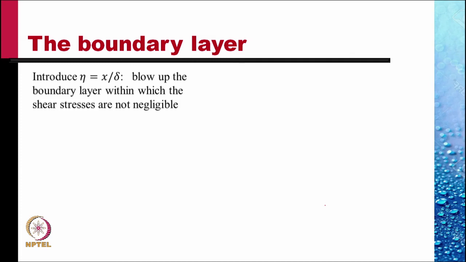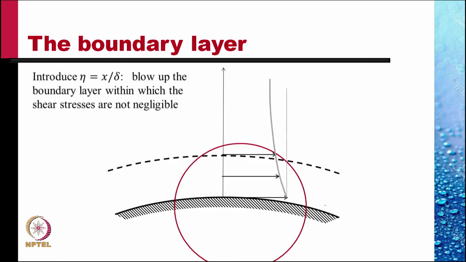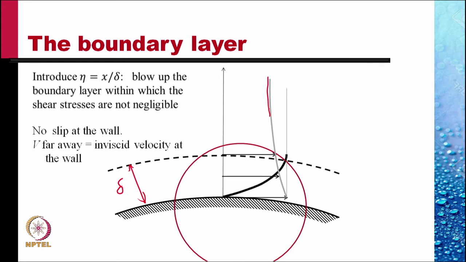We introduce a non-dimensional distance variable, eta, equal to x divided by delta. And this blows up the boundary layer within which these shear stresses are not negligible. So we consider a layer of thickness delta. This is the inviscid profile. Viscosity produces a sharp gradient within the boundary layer, and we get a solution that looks like this.